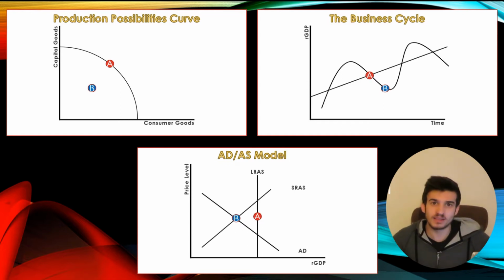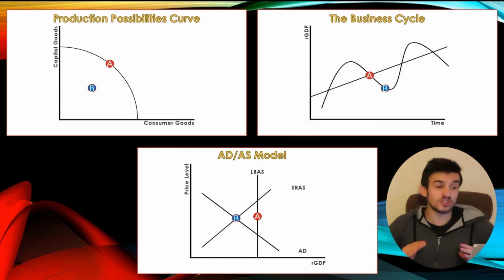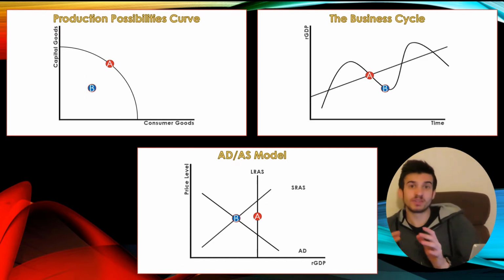Both output and price level are low and decreasing. Looking at our y-axis, you can see that our price level has decreased, and our x-axis shows that our output has also decreased. The definition of a recessionary gap.